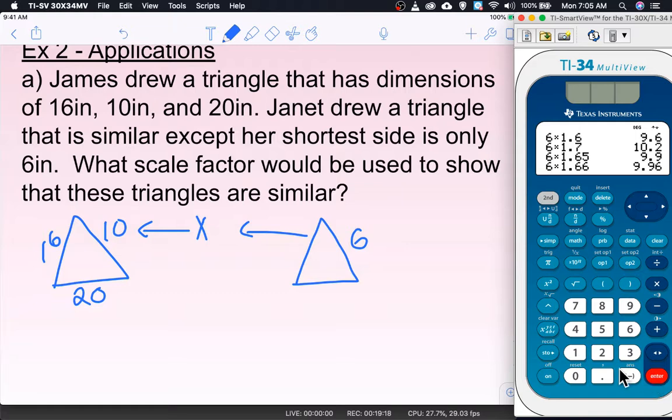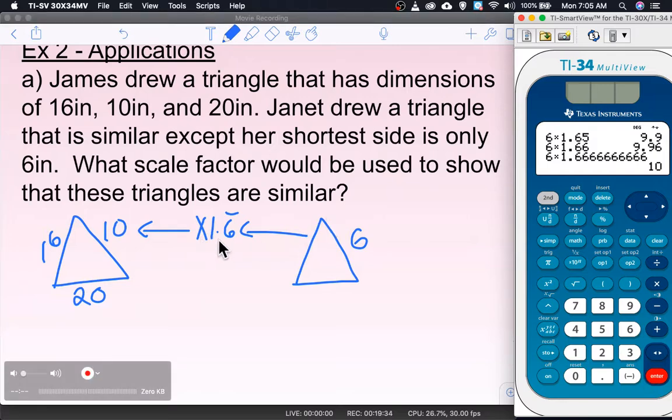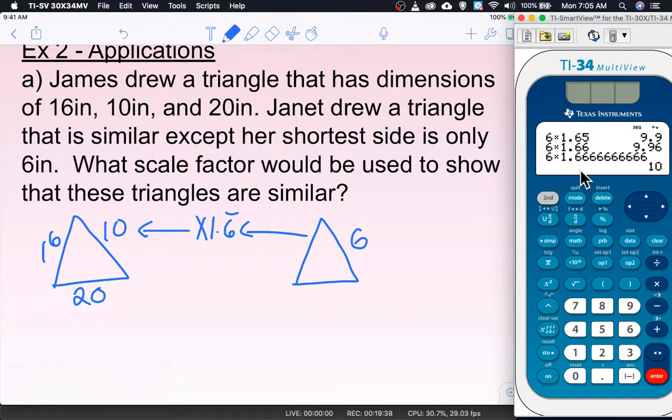Now, I'm kind of getting a feeling here. 6 times by 1.66666666. Hey. So the scale factor is 1 2/3, 1.6 repeated. Now, that was using guess and check. We also could have done this another way.